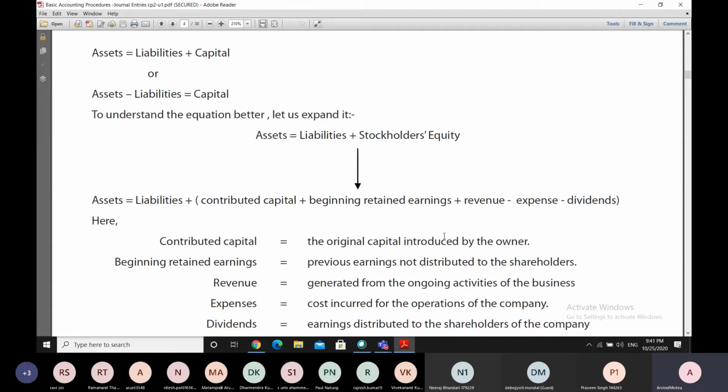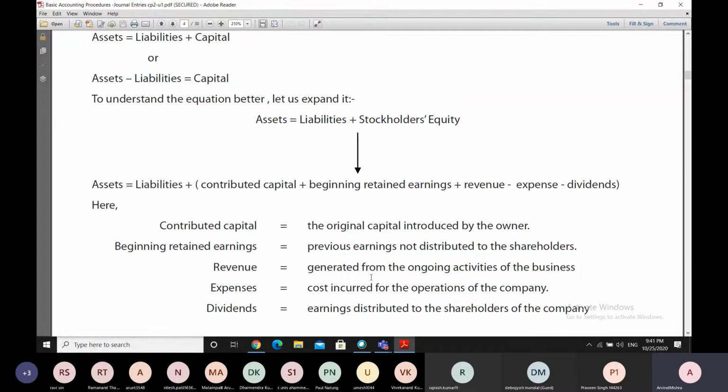So it is easy to understand that whenever there is a revenue, it will add to the capital. Whenever there is an expense, it will reduce from the capital, and wherever the dividend is distributed, that will also reduce from the capital. In essence, after distributing the capital, we take the net of the profits and add them to the capital.